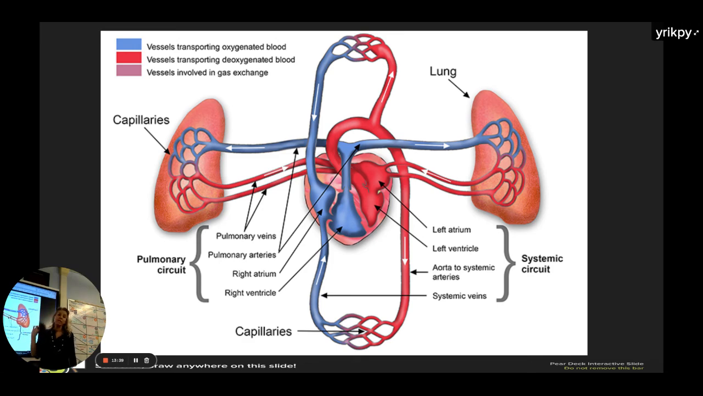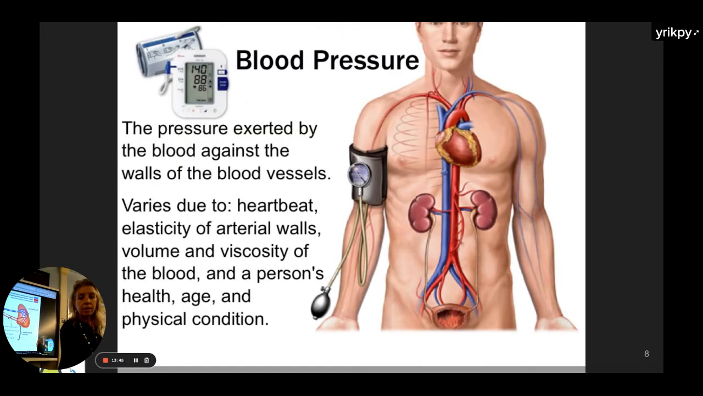Okay. And remember, is any of our blood ever blue? No. Okay. It's just a deep, dark purple. Okay. And then we talked about pulse and blood pressure.